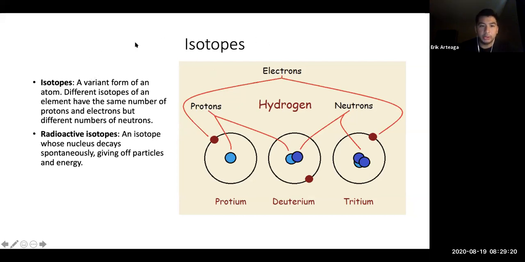Isotopes. So isotopes are a variant form of an atom. Different isotopes of an element have the same number of protons and electrons, but different numbers of neutrons. Okay. So you can have different types of hydrogen atoms. So you have protium or regular hydrogen, you have deuterium, and you have tritium. Okay. So radioactive isotopes, an isotope whose nucleus decays spontaneously, giving off particles and energy.